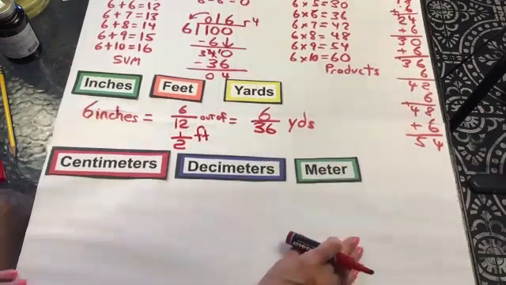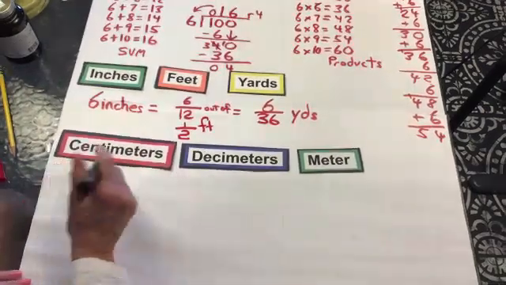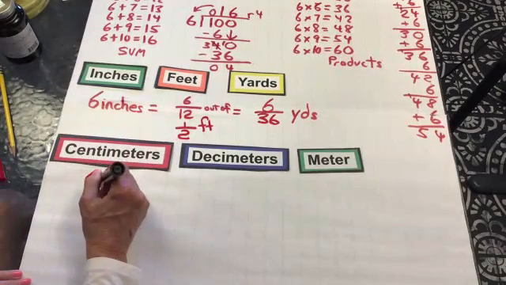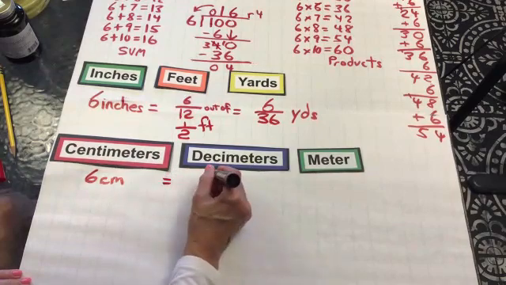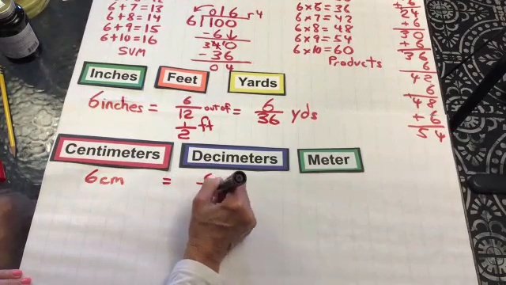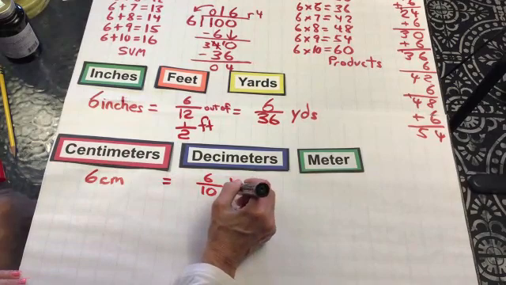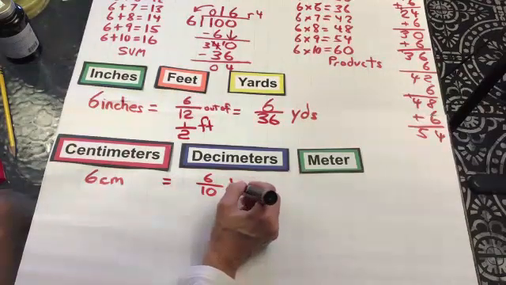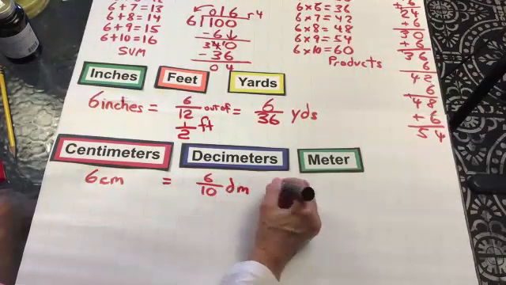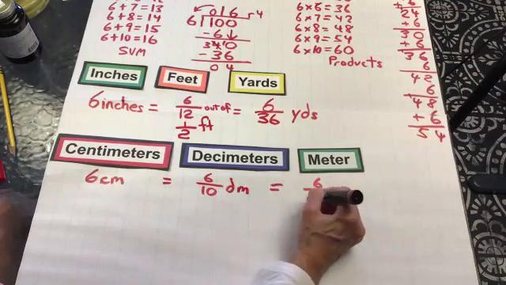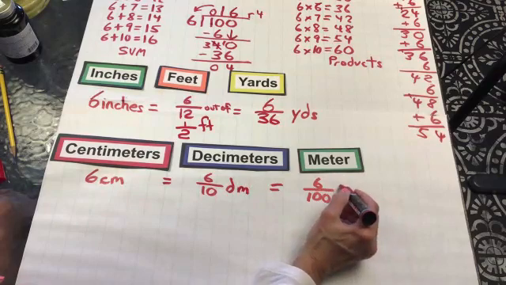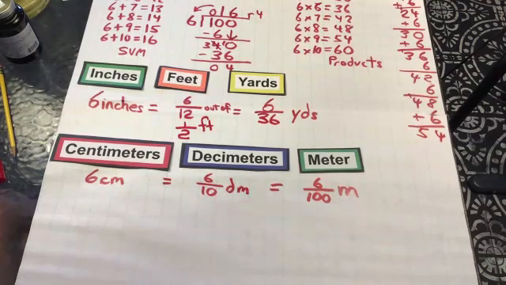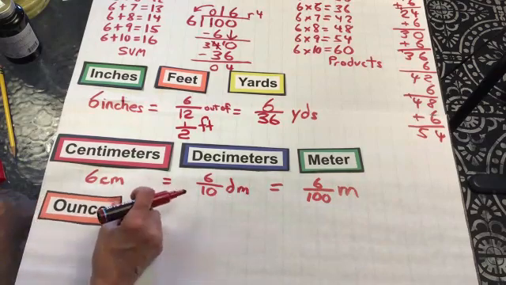And we'll be putting those in fractions as well. So a centimeter, if we have 6 centimeters, it looks like that written. And that is equal to 6 out of 10 decimeters, because it takes 10 centimeters to make a decimeter. And that would be 6 out of 100, because it takes 100 centimeters to make a meter. Boom.